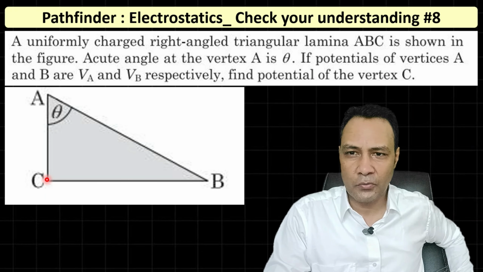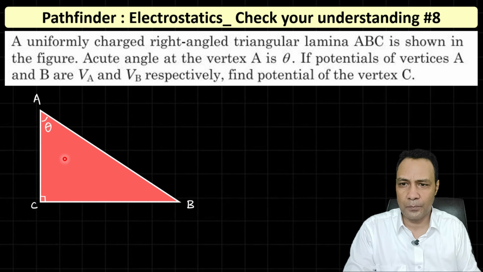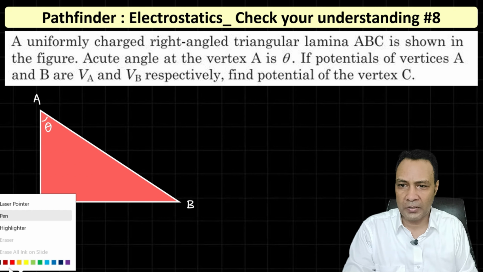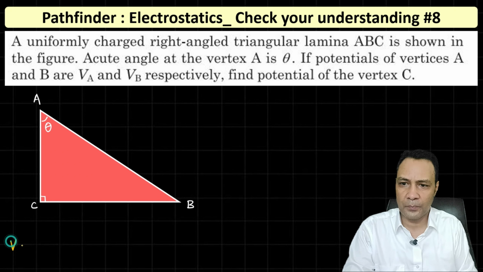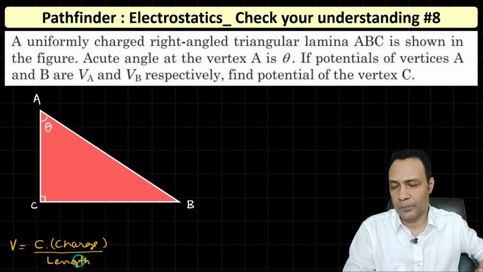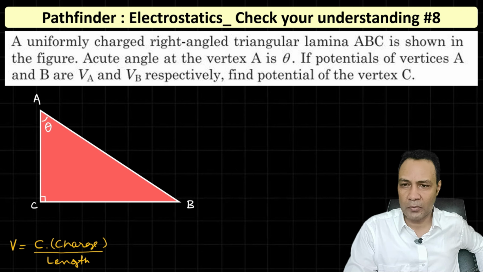So I'll solve it using symmetry arguments. So here is the diagram. If I want to write potential at any point, I can think of potential as some constant into charge divided by length. So potential is of this dimension, and that constant could be some other constant into K, that is 1 over 4 pi epsilon naught.